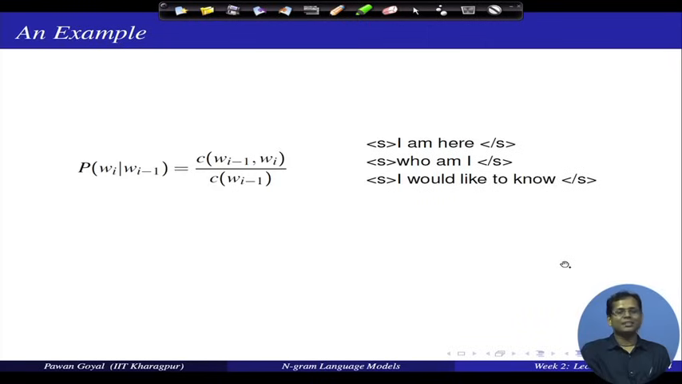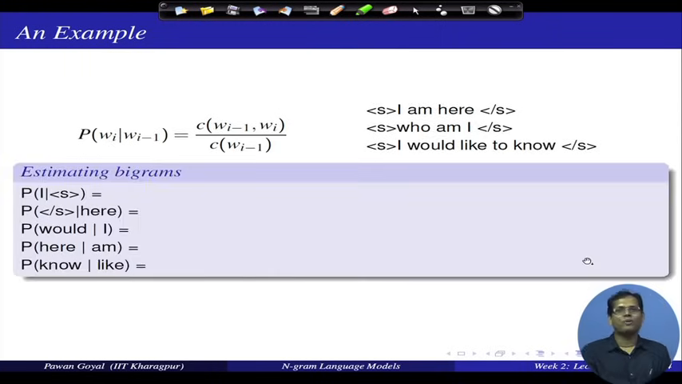Now let's take an example and see how we estimate these probabilities. I have 3 sentences in this corpus: I am here, who am I, and I would like to know. And you also have some tokens for the start of the sentence and the end of the sentence. And you want to compute the bigram probability, wi given wi minus 1. So how will you do that?